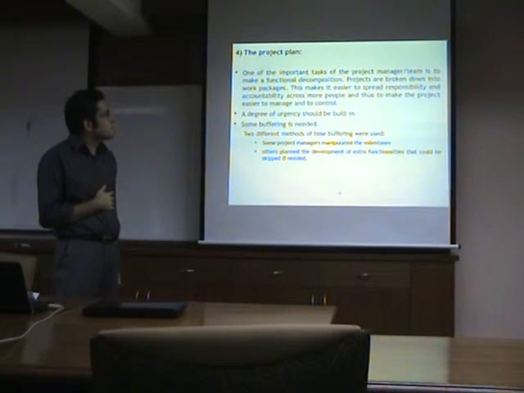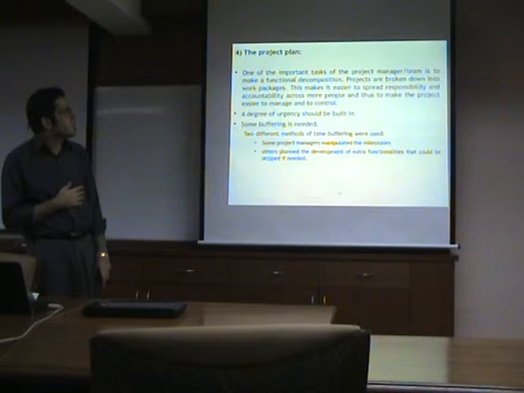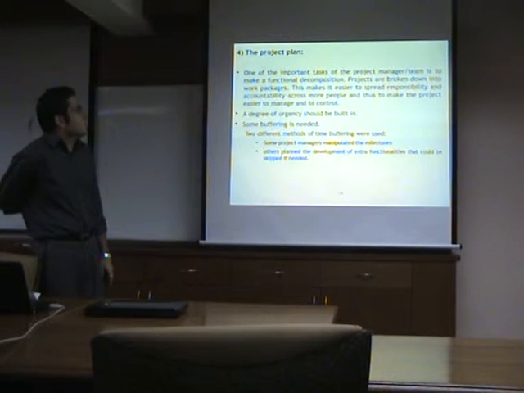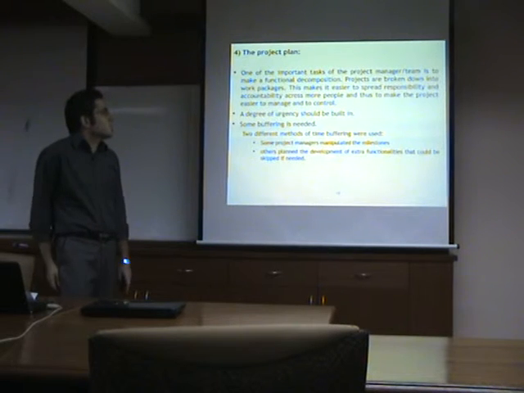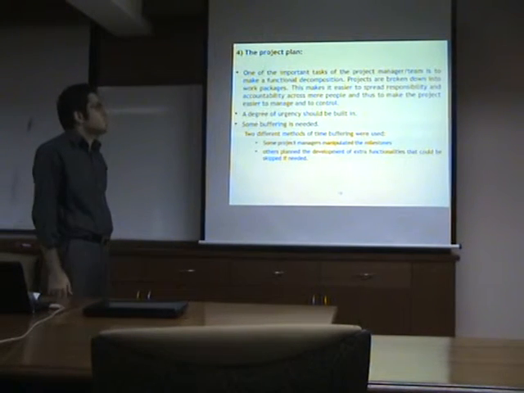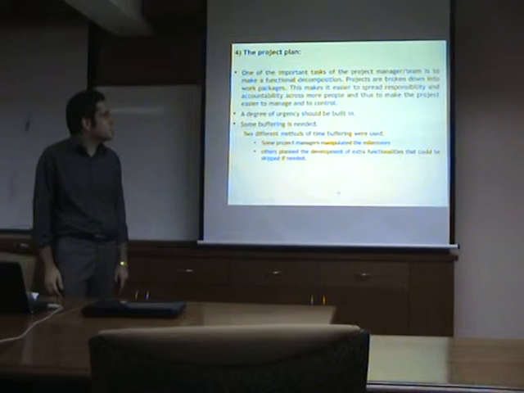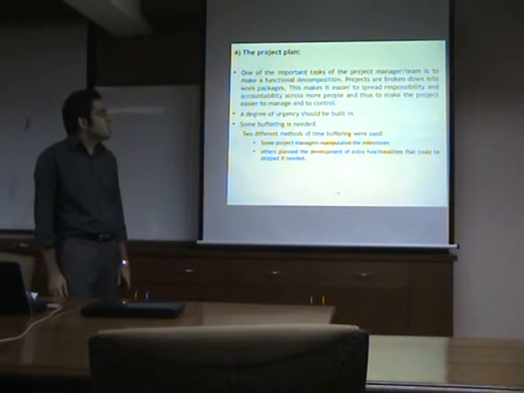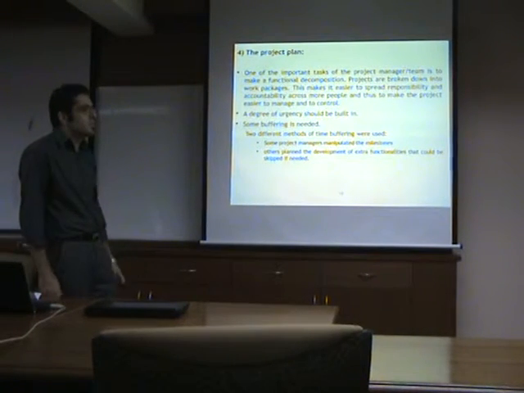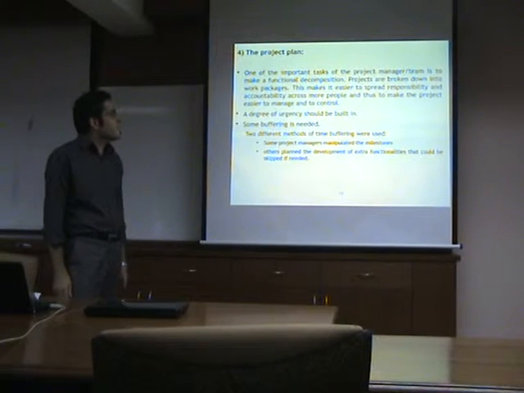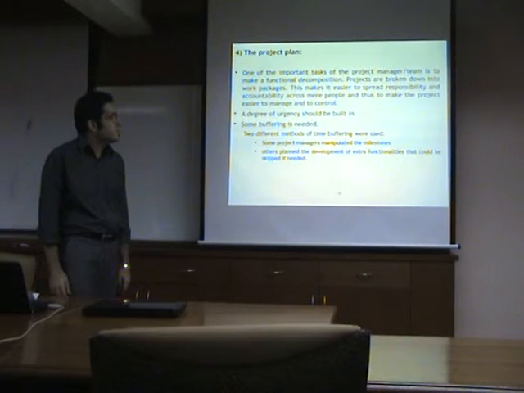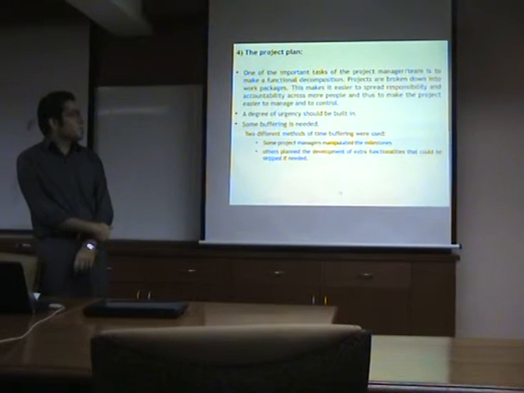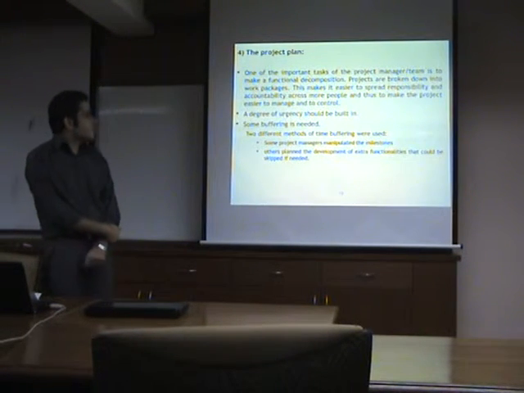The fourth success factor is the project team. One of the important skills of the project management team is to make a functional decomposition. Projects are broken down into work packages. It makes it easier to spread responsibility and accountability across more people, and thus to make the project easier to manage and to control.